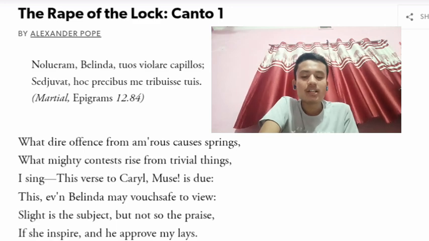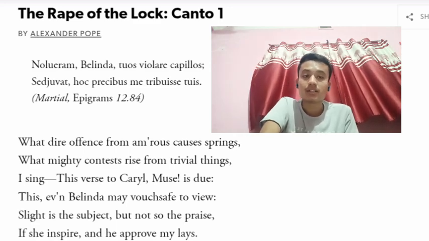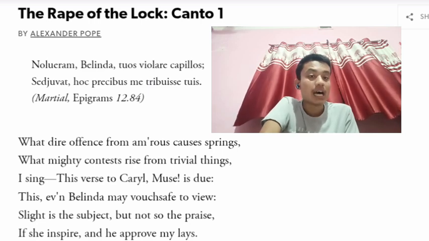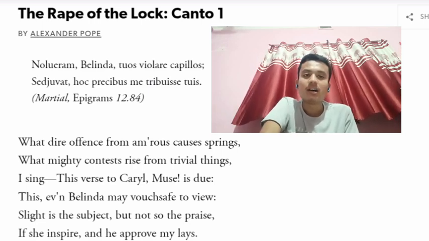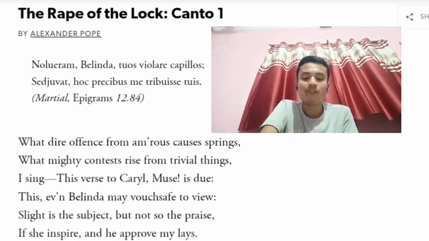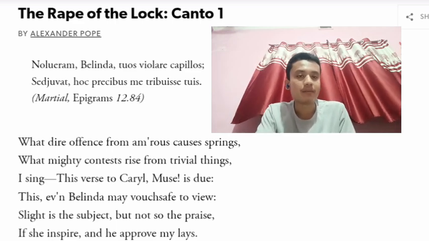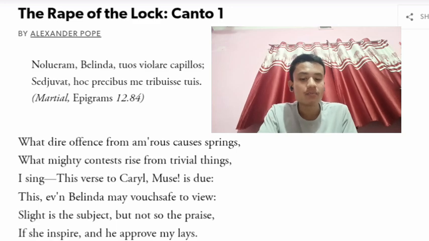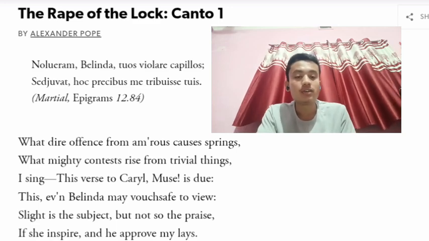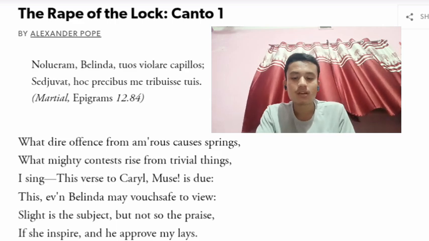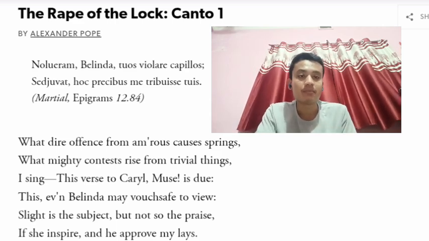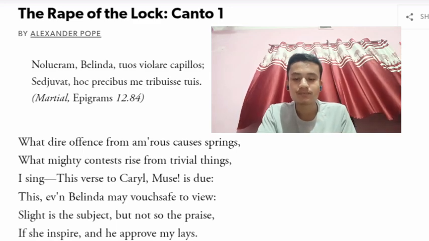What dire offense from amorous causes springs? What dire offense? Dire means a very great thing. Offense means a crime. I mean, what great crime from amorous? Amorous means a kind of love. Causes springs. I mean, due to love, some great crime happens.